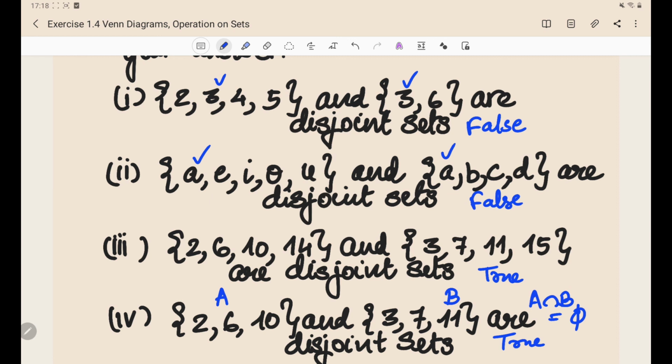Now we will be doing the theoretical explanation for the second exercise, exercise 1.5, where we will be discussing what the complement of a set is, some properties of the complement of a set, and also De Morgan's law.